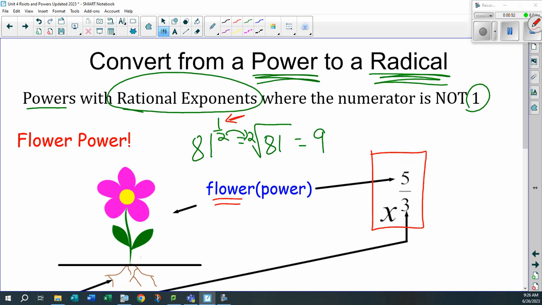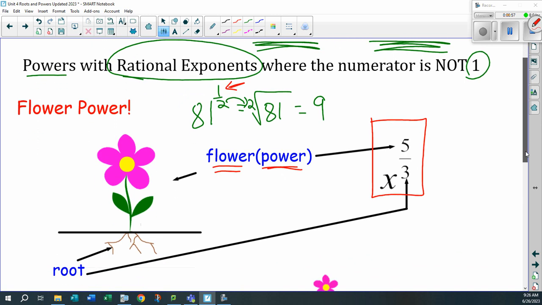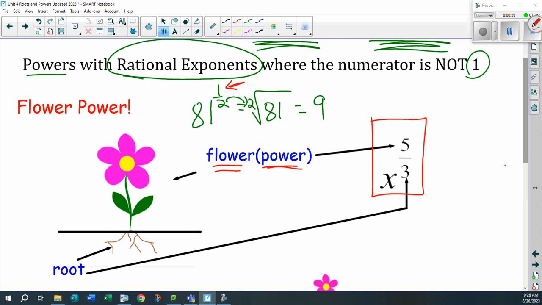Introducing flower power. Check this out. If you know anything about flowers, which of course you do, right? You know that the flower grows above the soil. Yay, there's our wonderful little flower. Oh, how pretty. Okay? And below the soil are those really important things called roots. Do you hear it? The flower is the power. There is the root. Do you see it? Not yet, right? Okay, hold on. I'll show you. Watch this.